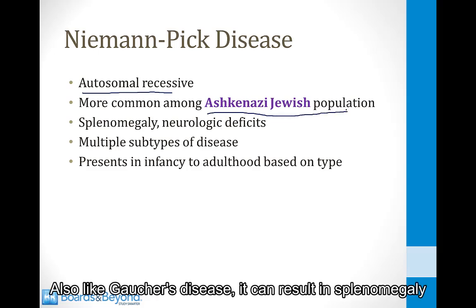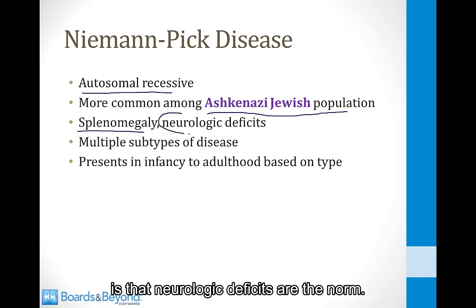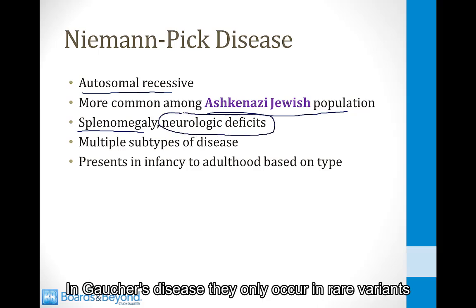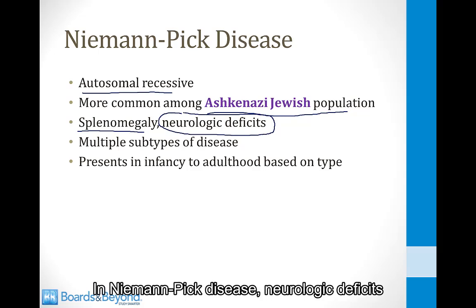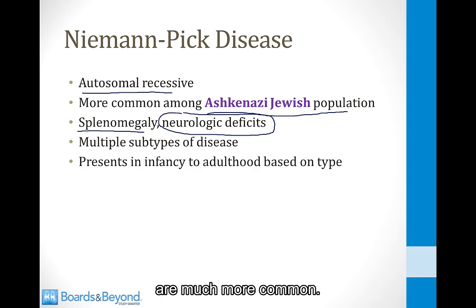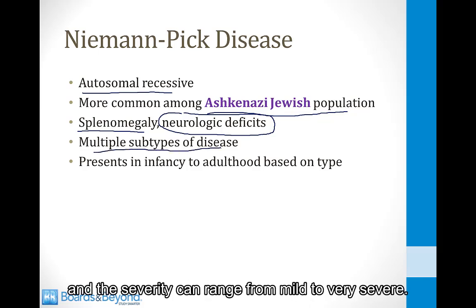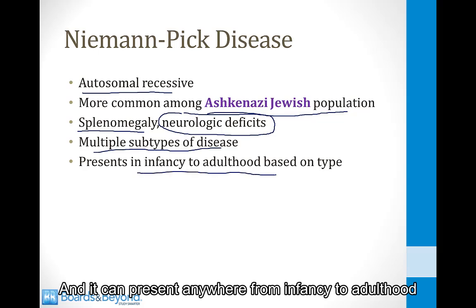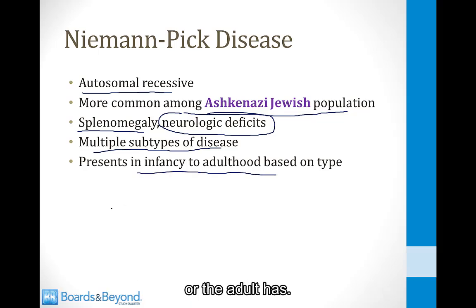Also like Gaucher's disease, it can result in splenomegaly, but what makes it different from Gaucher's disease is that neurologic deficits are the norm. In Gaucher's disease, they only occur in rare variants, not the most common type. In Niemann-Pick disease, neurologic deficits are much more common. There are multiple subtypes of the disease, and the severity can range from mild to very severe, and it can present anywhere from infancy to adulthood based on the type of disease that the child or the adult has.